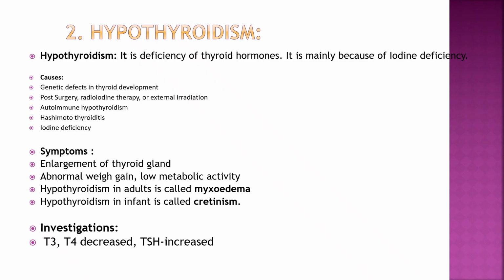Hypothyroidism in adults is called myxedema, and hypothyroidism in infants is called cretinism. These two conditions we will see in detail in the coming slides.